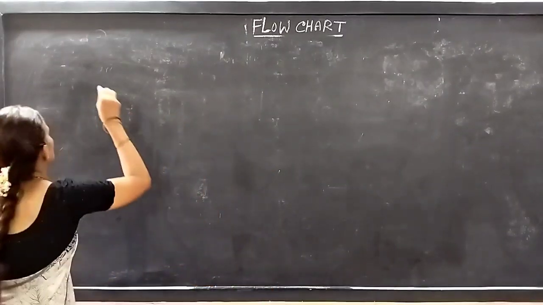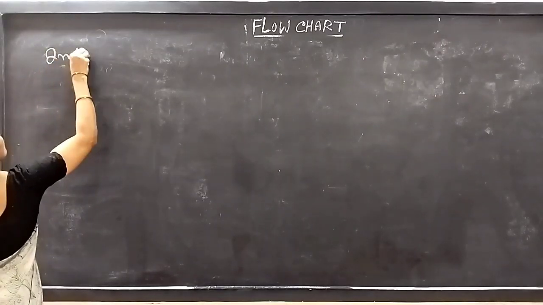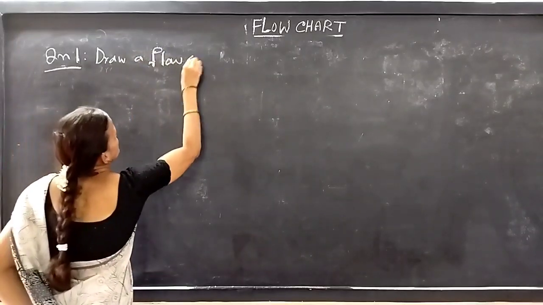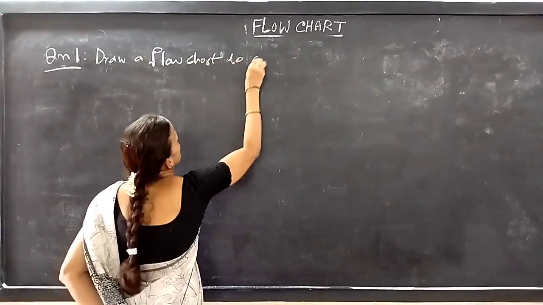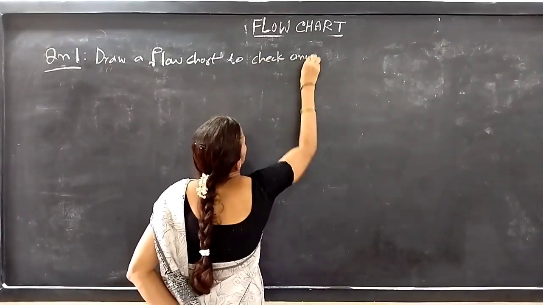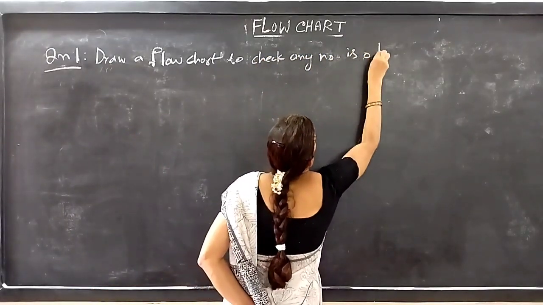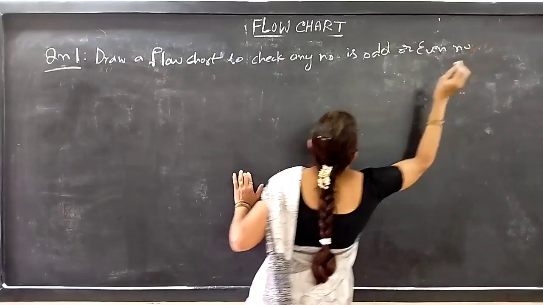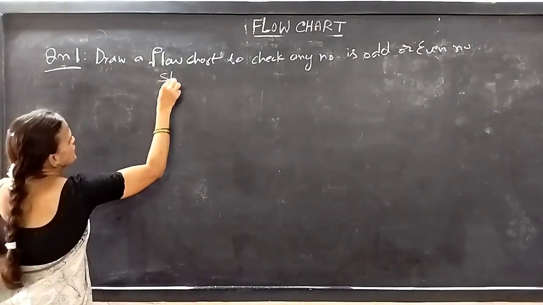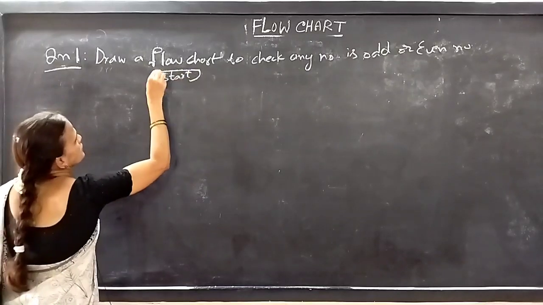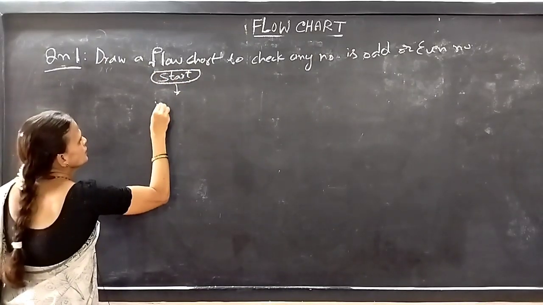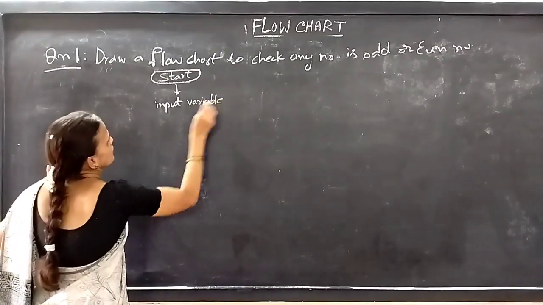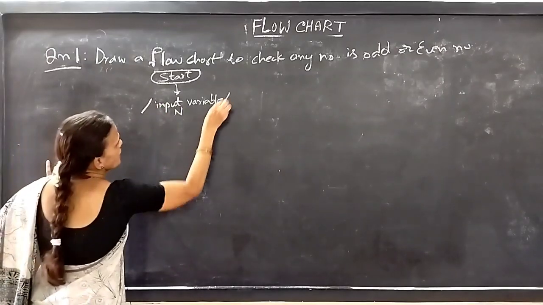So I will write the question as: write a flow chart, draw a flow chart to check whether any number is odd or even. So the first step is to start, then input any variable, input variable n, using the parallelogram symbol.